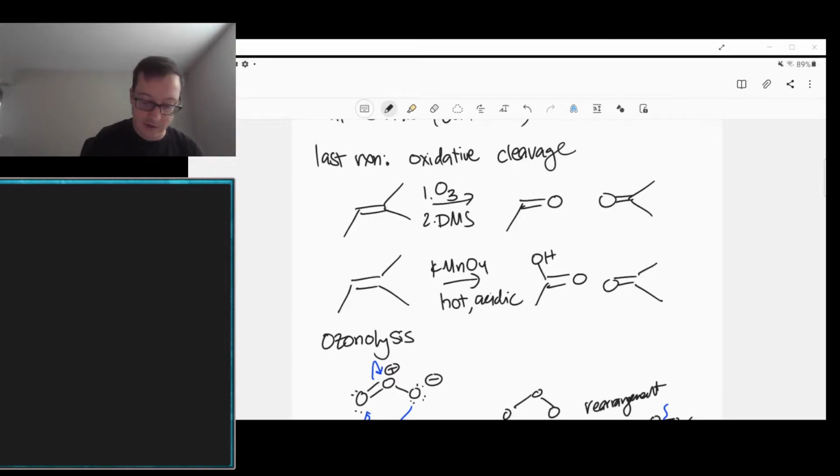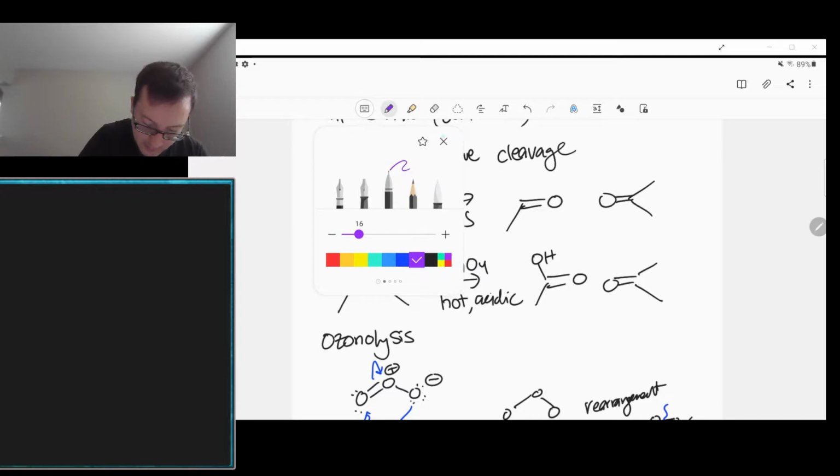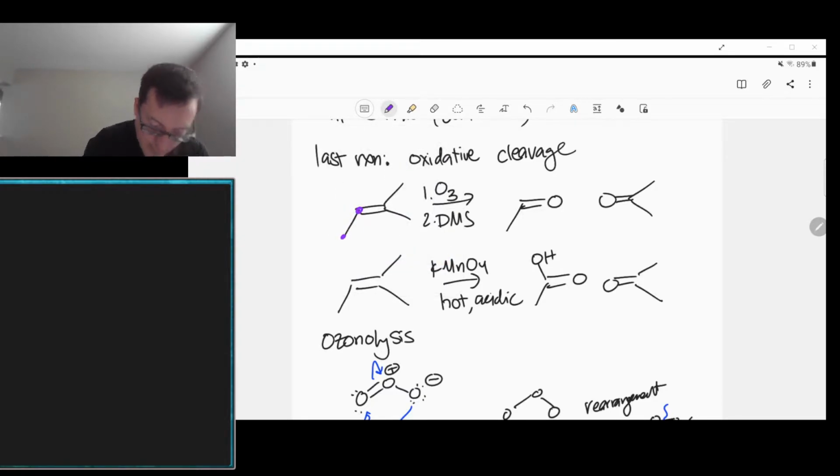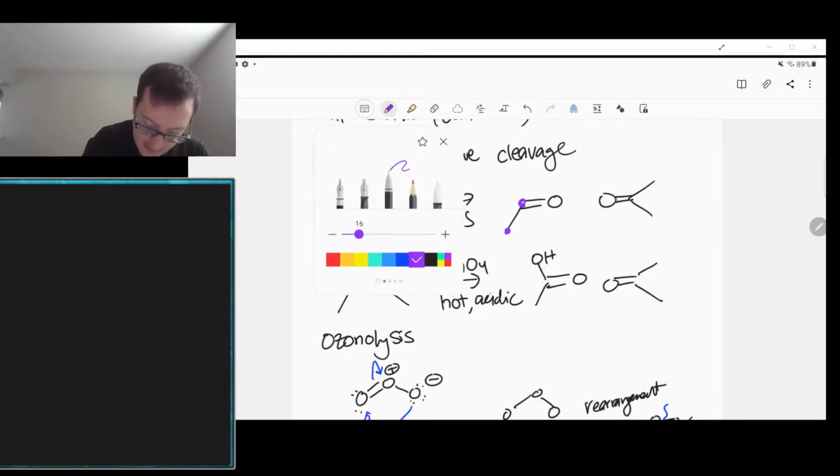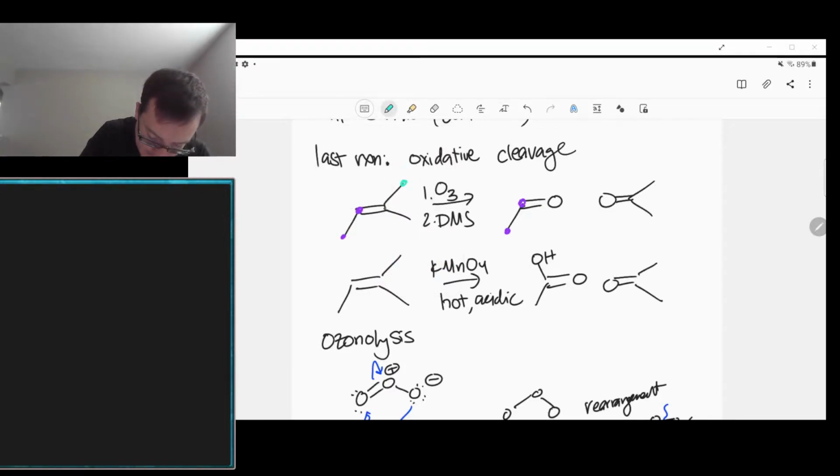So suffice it to say, a good thing to do is count your carbons. We're going to do some examples of these, don't worry. And then make sure that your carbons at the end still are the same. For example, on the left side of the double bond, we had two carbons. So one of our products should have two carbons. And on the right side, we had three carbons. And so we have the three carbons there. So it's always a good idea to keep track of your carbons.